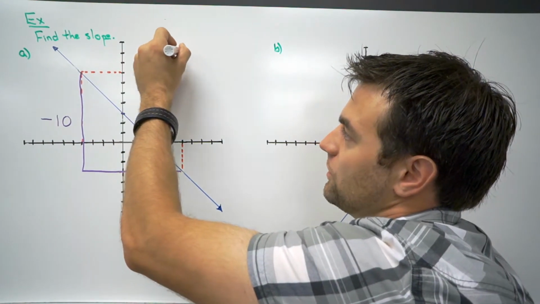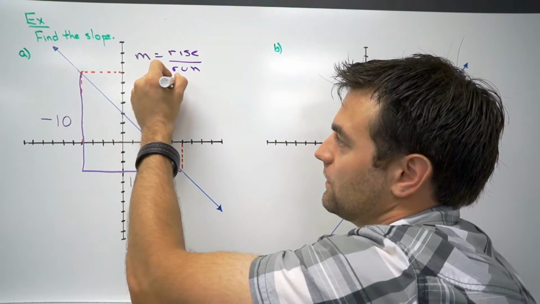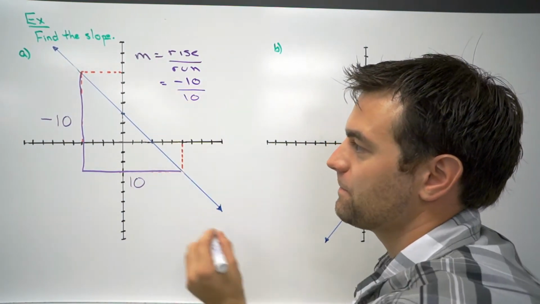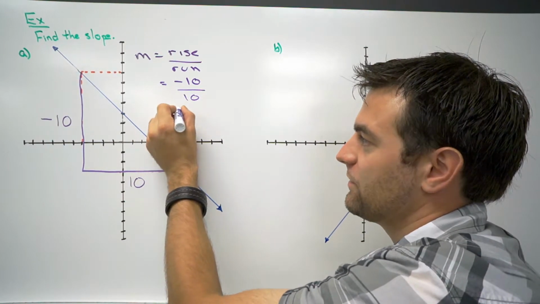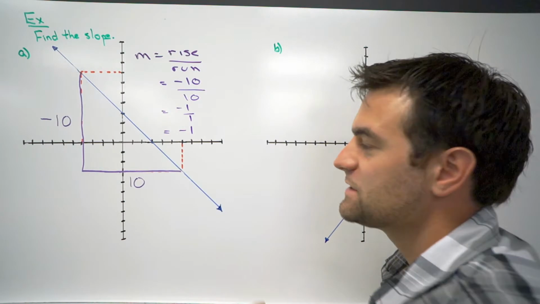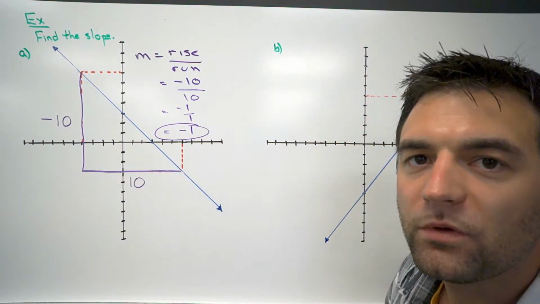So the slope, which is rise over run, is negative 10 over 10. And that simplifies down to negative 1 over 1. And again, since that's over 1, we just write it as negative 1. There's my slope on that first graph.